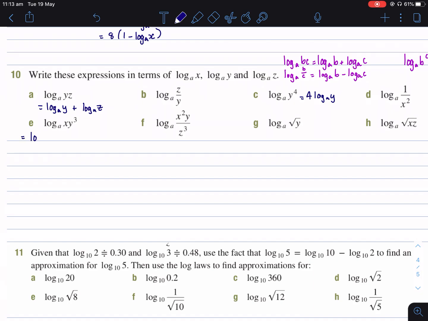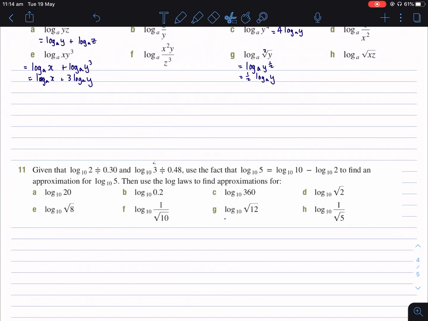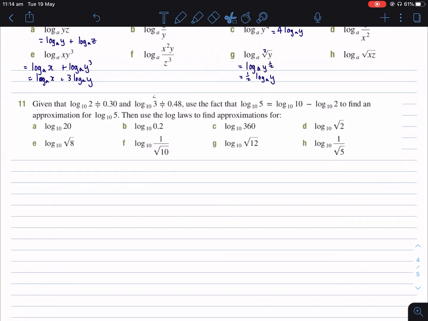e, this one will be nice. We've got log base a of x plus log base a of y cubed. So log base a of x, I don't want to do anything, but this is the same as 3 log base a of y. And g, well, this is the same as log base a of y to the half because it's just a square root. That's a 2 there, which means it's half log base a of y. They weren't hard at all. That was nice.